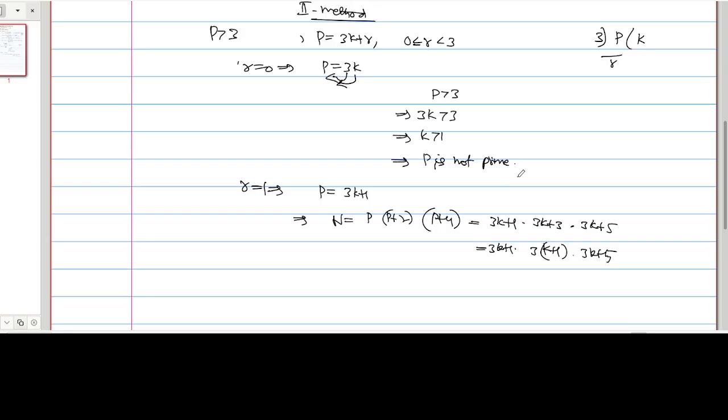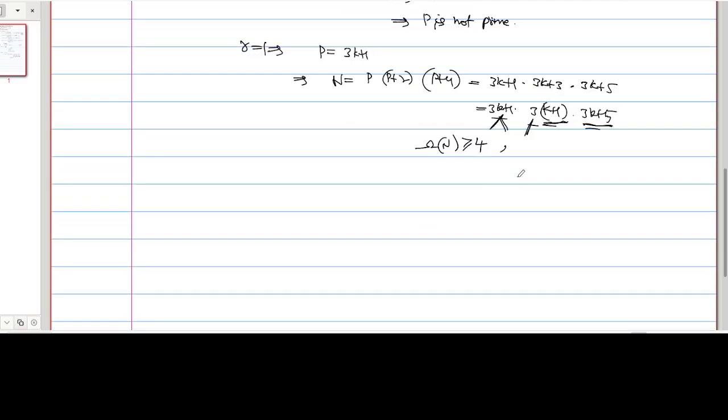So there are two possibilities for each number: either it is prime or not prime. 3 is always prime here. K plus 1 is either prime or not prime. 3k plus 1 and 3k plus 5 are either prime or not prime. So therefore, how many possibilities? The minimum omega of n is 4, right? Because 1, 2, 3, 4. Therefore, omega of n is always bigger than or equal to 4.